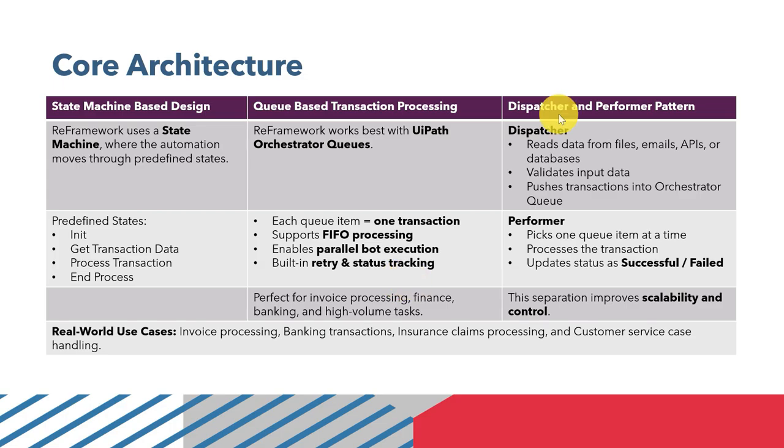And the last we have dispatcher and performer pattern. Dispatcher means, as we already discussed, that reads the data from files, emails, APIs or databases, validates input data and also pushes transactions into orchestrator queue. And the performer picks one queue item at a time, processing the transactions one by one, and updates the status as successful or failed.